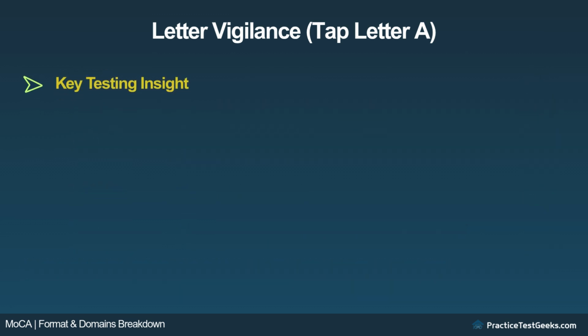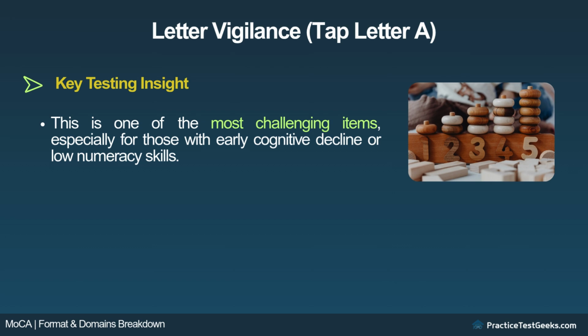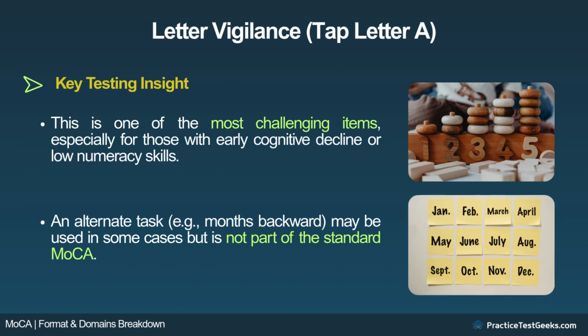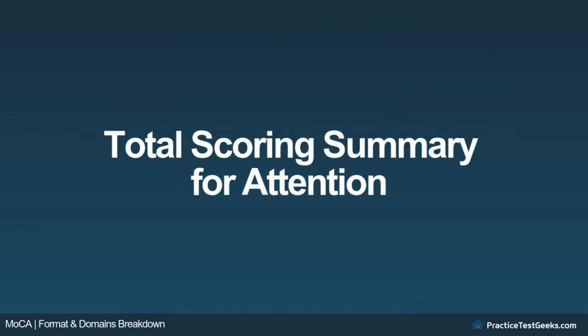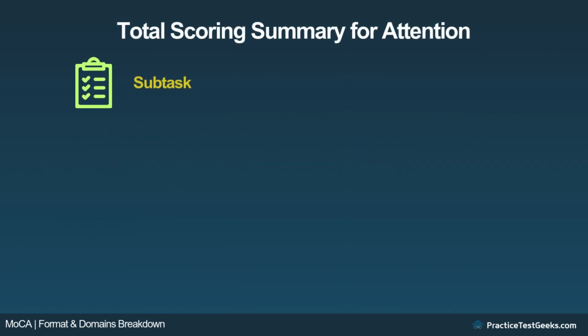Key testing insight. This is one of the most challenging items, especially for those with early cognitive decline or low numeracy skills. An alternate task, for example months backward, may be used in some cases but is not part of the standard MoCA. Total scoring summary for attention subtask.